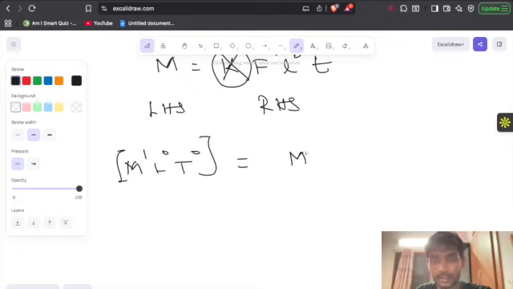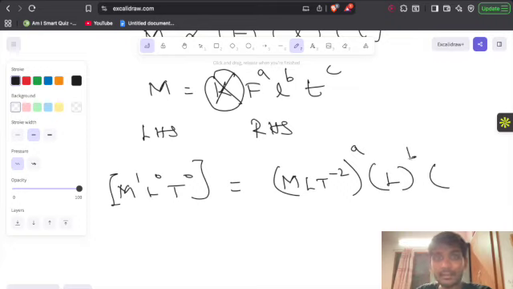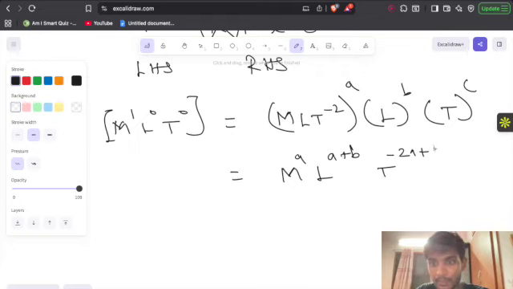Since it is F power A, I'll write MLT power minus 2 whole power A. Small l is length, so I'll write L power B, and small t is time, so T power C. Okay, I have this right now. So now I'll group the similar quantities. So this is M power A, L power A plus B, T power minus 2A plus C.